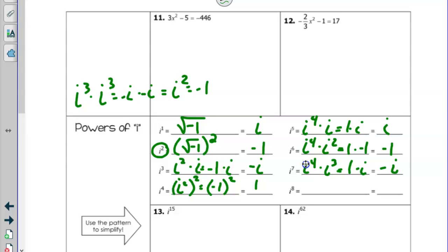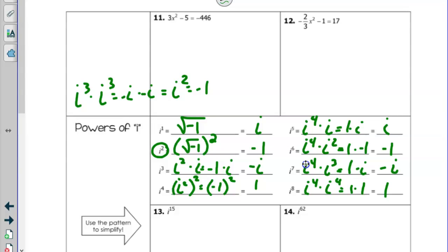How about i to the 8th? What do you want to do? I would do that. Yeah, i to the 4th times i to the 4th. Well, i to the 4th is equal to 1, so 1 times 1 is 1. And this says i to the 4th. It almost looks like i to the negative 4th, but that's my dot to my i.